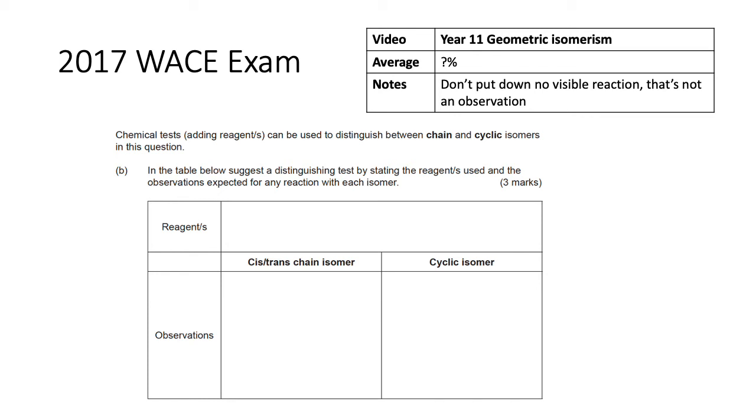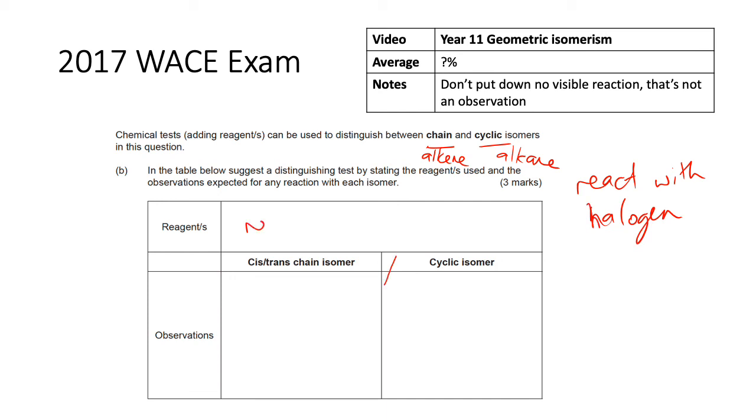Chemical tests can be used to distinguish between chain and cyclic isomers, again, because this is going to be an alkene and this is going to be an alkane. So what chemical tests can you do? You can react it with bromine. We did that before at some point. So react with halogen, and the colors of the halogen will show.